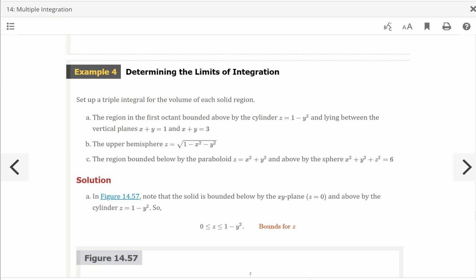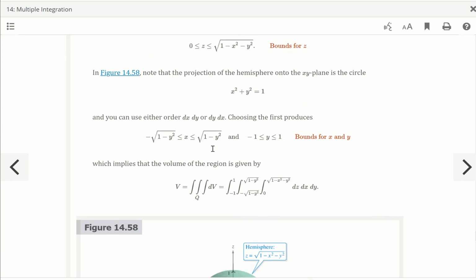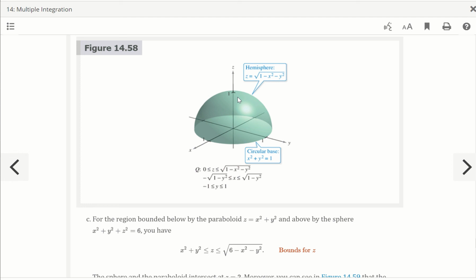In part B, we want to set up a volume integral for the upper hemisphere given by z equals the square root of 1 minus x squared minus y squared. If we wanted to take a look and see what this region would look like, it's just that upper half sphere. Let's go ahead and set up the volume integral for this.